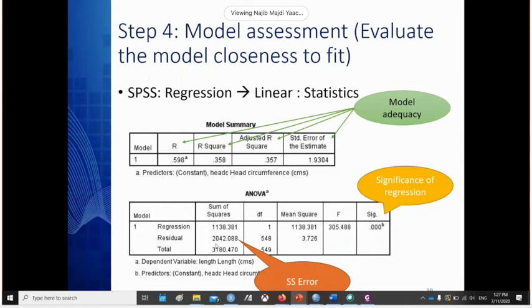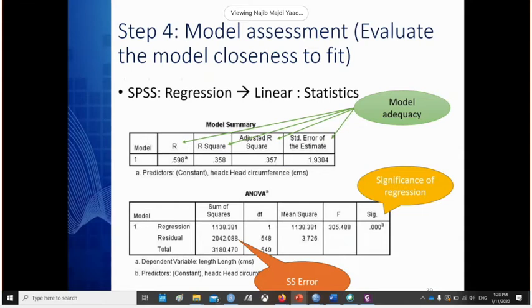The sum of square of error indicates the amount of error in your model, so less error indicates a better model. Similarly, we focus on this if we are comparing between several models. If we have only one model, then there's no need to evaluate the sum of square of error. But a smaller error reflects a better model.